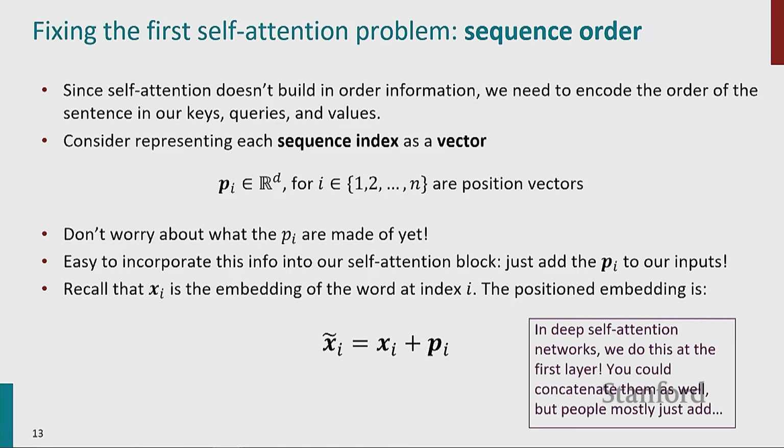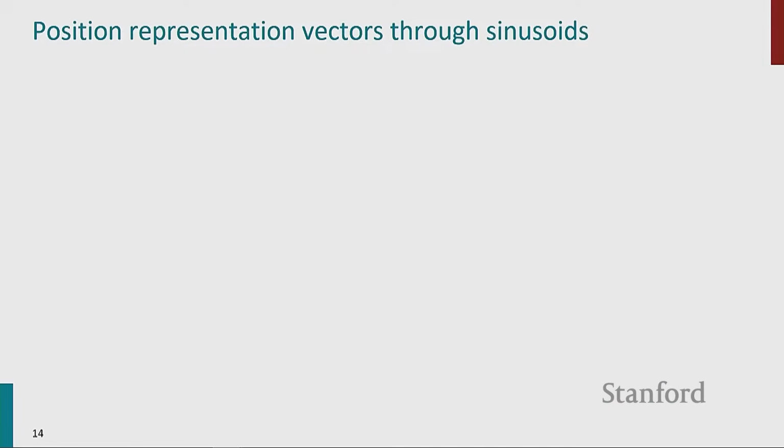Okay, so how do we do this? And we might only have to do this once, right? So we can do it once at the very input to the network, and then that is sufficient. We don't have to do it at every layer because it knows from the input.